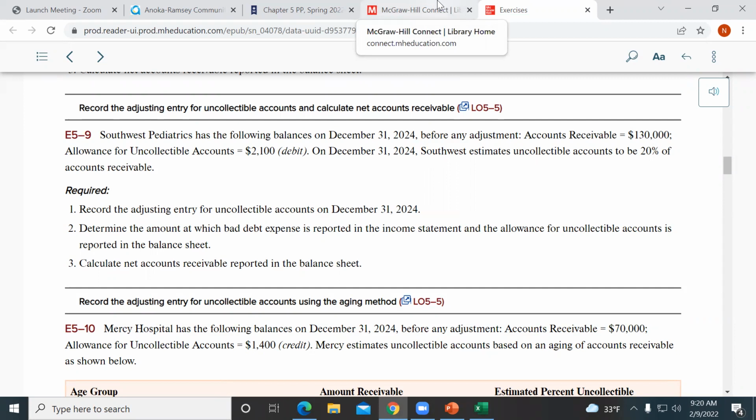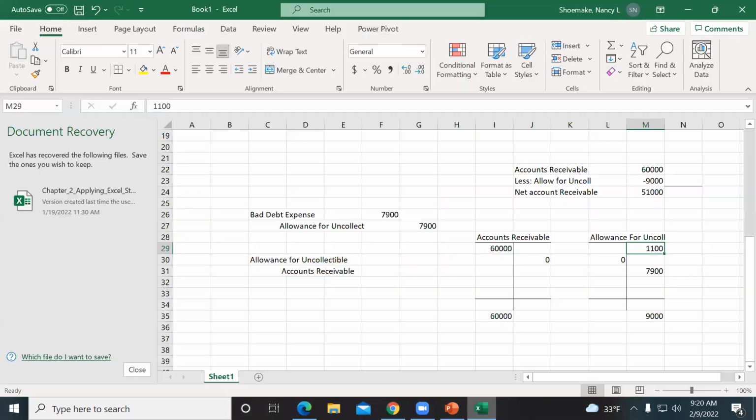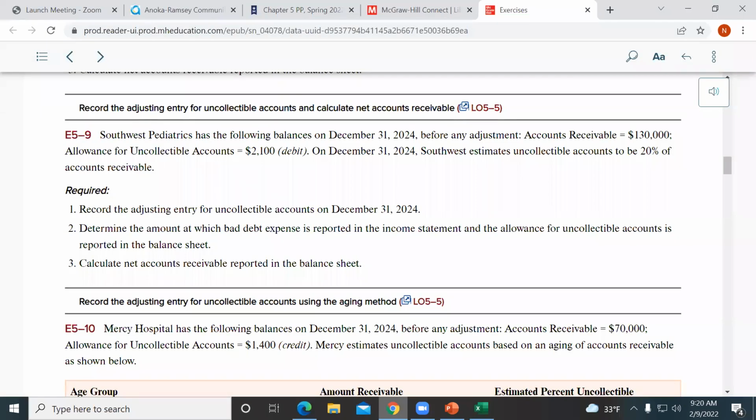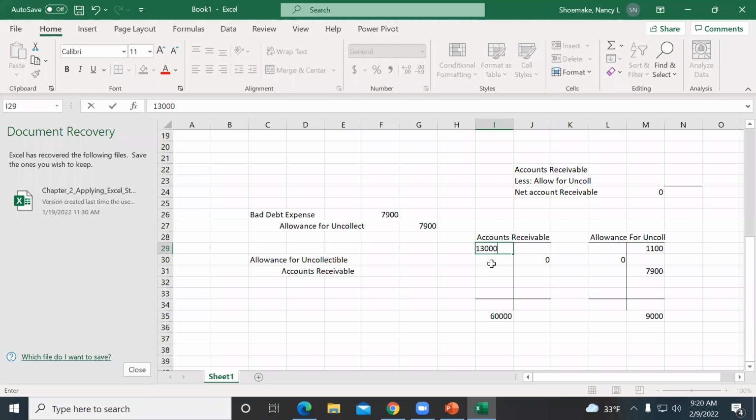Southwest Pediatrics has the following balances on December 31st, 2024 before any adjustments. Accounts receivable, 130. Allowance for uncollectible accounts. Look at that, guys, a $2,100 debit. Let me go in here and put it. I'm sorry, I just forgot what I told you. What was the accounts receivable? 130 was the receivable. And this one was a $2,100 debit? Okay.